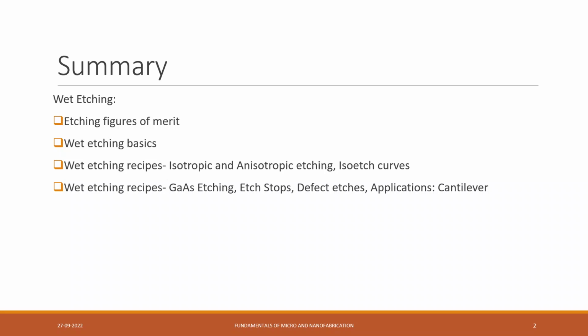And then we got to know about defect etches, which are essentially recipes of etching that help us in getting and differentiating defects in a silicon wafer. And lastly, we dealt with one application where we saw the role that etching plays in cantilever fabrication. So we will go directly to the questions.